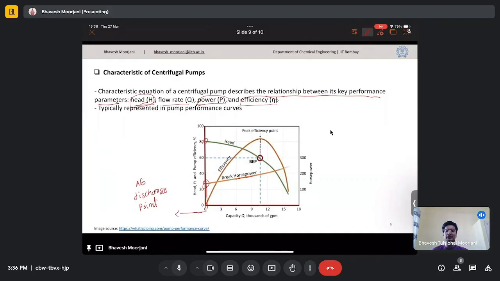As soon as we increase the flow rate, we open the outlet of the discharge, the power requirement of the pump will rise. So pump power requirement will increase. With that, the total head developed by the pump will go down. And if we compute the efficiency of the pump, we will get this sort of a curve.